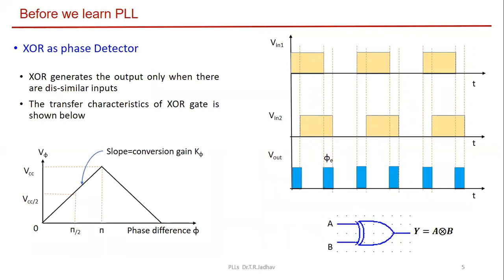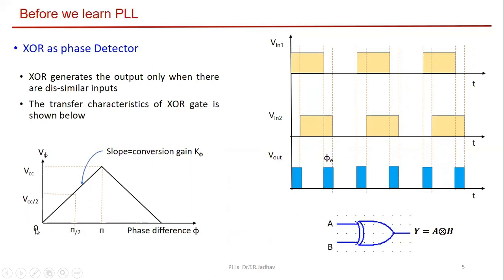So here you see the transfer characteristics for XOR as a phase detector. On x-axis we are plotting phase difference. On y-axis we are plotting the total voltage. We provide VCC as a power supply to the IC. So as you see, the voltage can change between 0 to VCC.